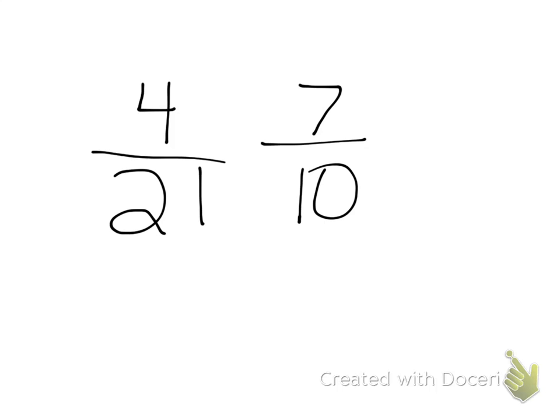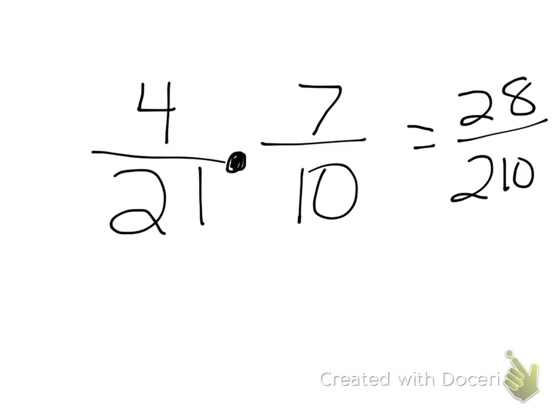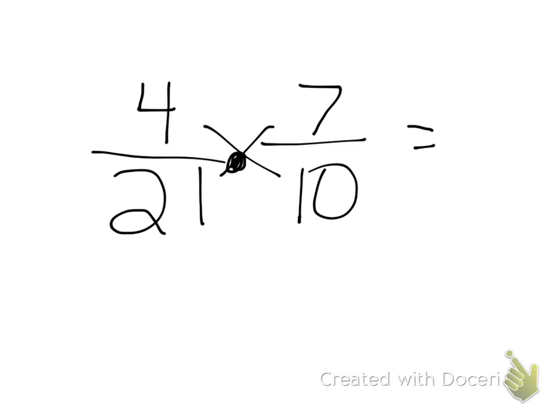So the next problem is 4/21 times 7/10. I want you to pause and solve. Okay, so if you just multiply across on this one, you're going to get 28 210ths. Now, those aren't easy numbers to work with. So I'm going to pretend I never did that and do my cross-out method here. If you look at 7 and 21, 7 goes into both of them. So I'm going to divide them both by 7. This one becomes a 1, and this one becomes a 3.